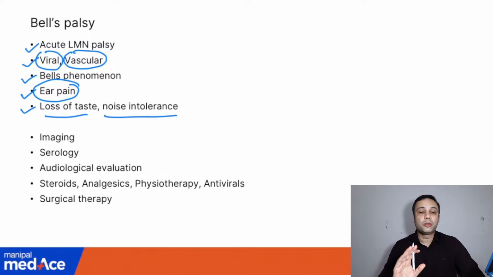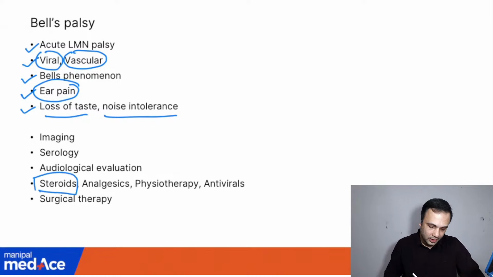The other features of Bell's palsy are loss of taste and noise intolerance. So when you talk about Bell's palsy, you have viral, you have vascular, although what we are trying to do as far as treatment aspect is concerned is we are going to reduce the edema around the nerve first, right? So the investigations more or less are complementary to it. It is more often a clinical diagnosis, and there are a wide range of treatment modalities that are mentioned in this slide. If you look at this, steroids are always the first choice.